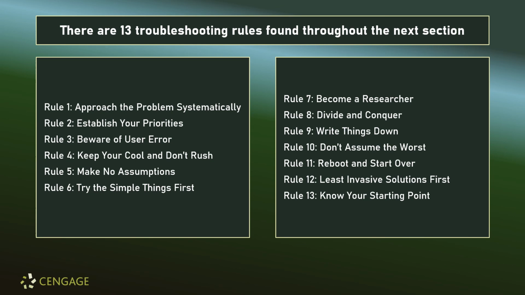Rule number 6, try the simple things first. Rule 7, become a researcher. Rule 8, divide and conquer. Rule 9, write things down. Rule 10, don't assume the worst. Rule 11, reboot and start over. Rule 12, least invasive solutions first. And Rule 13, know your starting point. That is one that I have to reemphasize for people quite a bit, even people who have been in the industry for a while, because you don't want to try and reinvent the wheel when you're doing troubleshooting. These rules help to reinforce the idea that we're trying to fix a problem. We're not trying to completely rebuild a system.